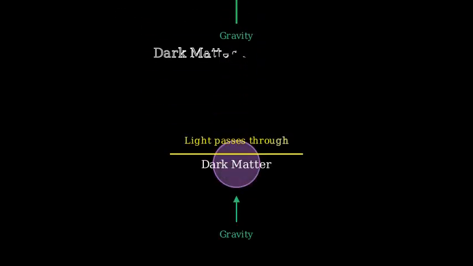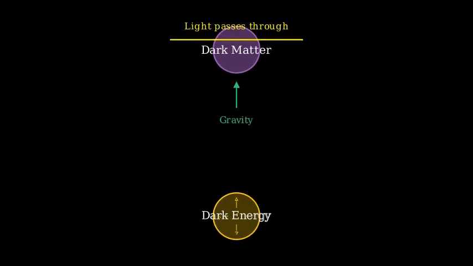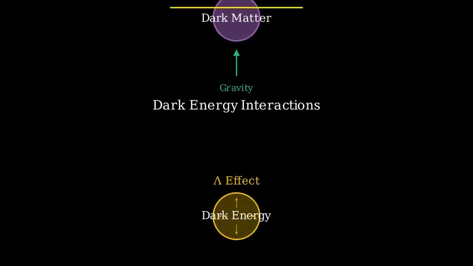Dark matter, on the other hand, only interacts with gravity. This is why it can form large halos around galaxies, influencing their rotation, but doesn't emit or absorb light. And finally, dark energy only interacts through the cosmological constant, creating a repulsive effect that pushes the universe apart at the largest scales.